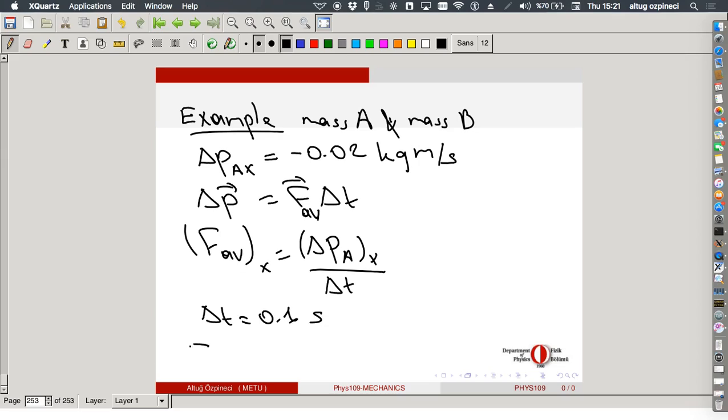So the x component of the average force will be 0.02 divided by 0.1, which just gives me 0.2. Minus 0.2 kilogram meters per second squared, or minus 0.2 newtons on the average, in the x direction, of course. Now this is the force acting on A.